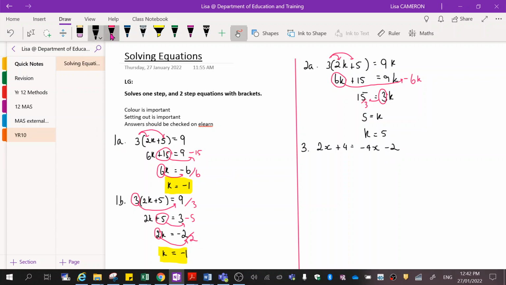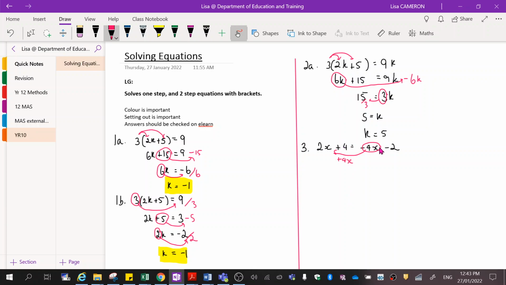Okay, so if you've got something that looks like this, we're going to be grouping our like terms. Each time, because I like to have my letters end up on the left-hand side, I'm going to capture the one with the letter and take it across. Because I'm shifting that whole term, I have to do the opposite to what it currently is. So currently it's minus 4x, so I'm going to be adding 4x to this side.